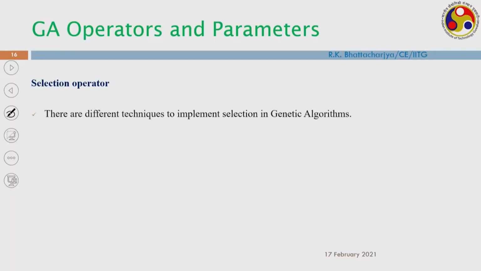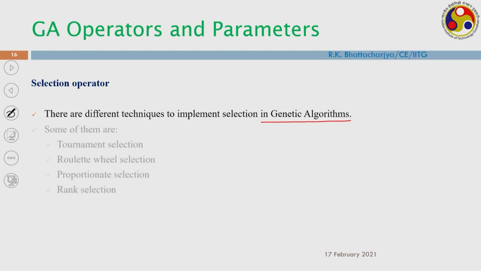So, what will the selection operator do? And how are we implementing this selection operator? There are different techniques to implement selection in genetic algorithm. Some of them are tournament selection, roulette wheel selection, proportionate selection and rank selection. We will discuss them one by one.